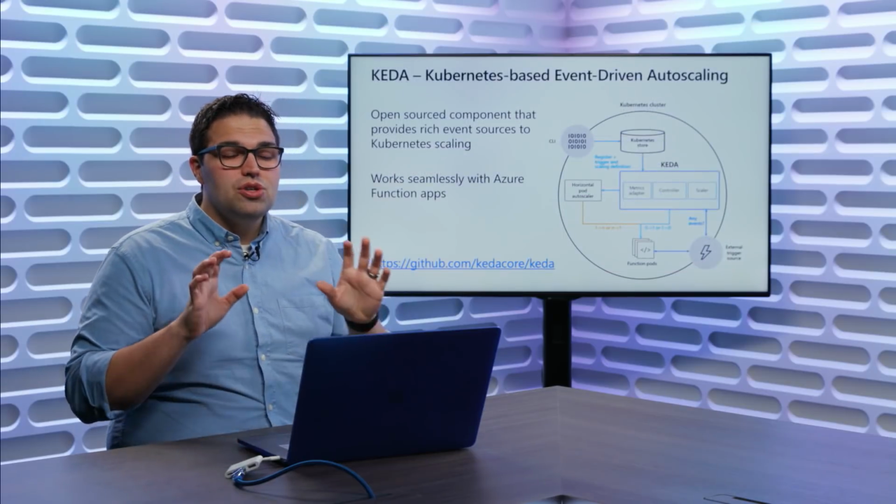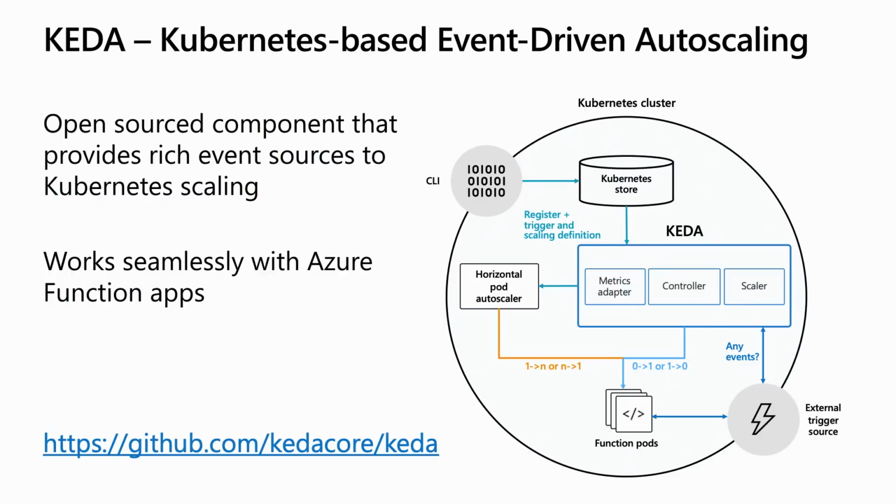Now that's where this new project KEDA comes in. KEDA is a Kubernetes-based event-driven auto-scaling component that can be installed to any Kubernetes cluster, the Azure Kubernetes service, your own on-premises service. We've even partnered with Red Hat so that you can run this on Red Hat OpenShift.